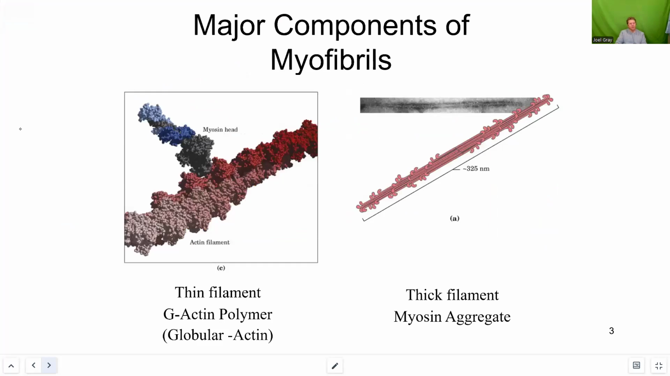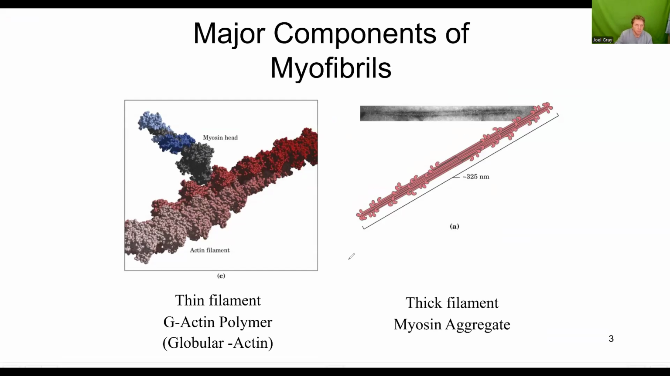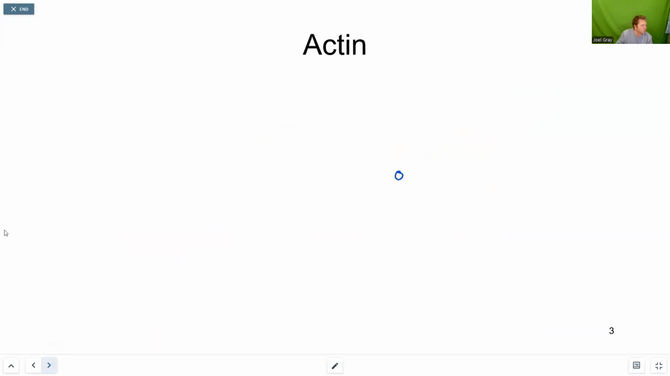Now, when we think about these myosin and actin filaments and what makes them up, actin's kind of a complicated protein, and we have an interaction. What we're really interested in is the interaction between the myosin head groups and actin. Now, the thick filament of myosin, displayed here on the right, is a filamentous protein, but these head groups are where the action's at, and what's most important and most interesting.